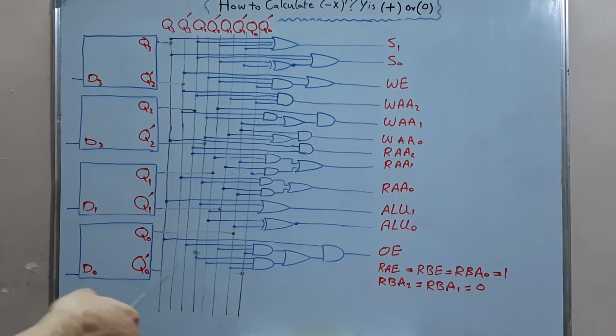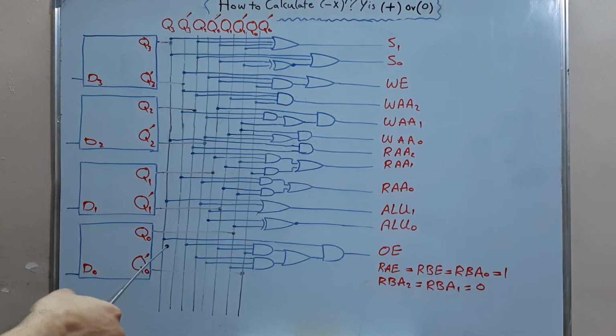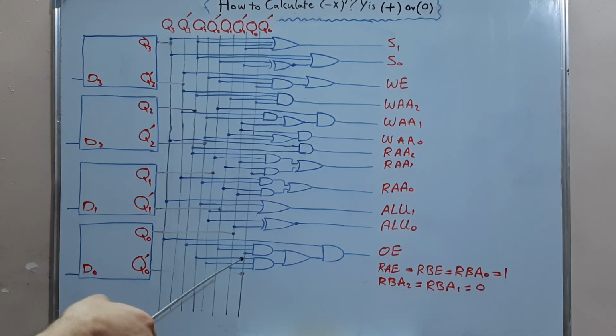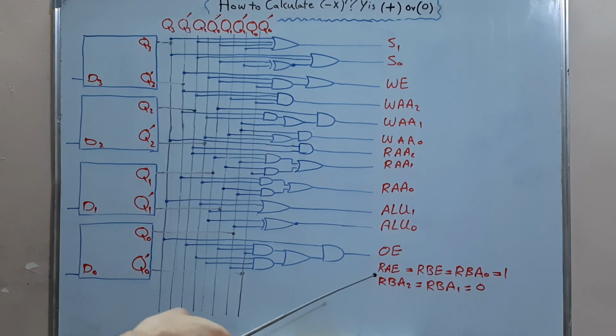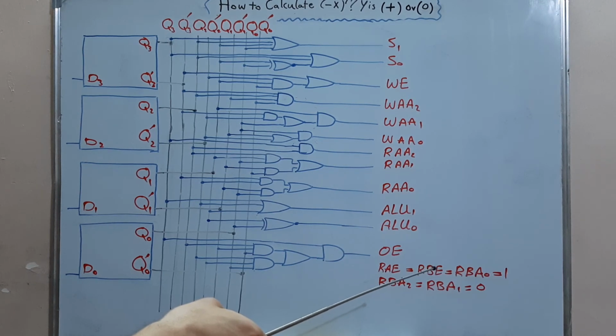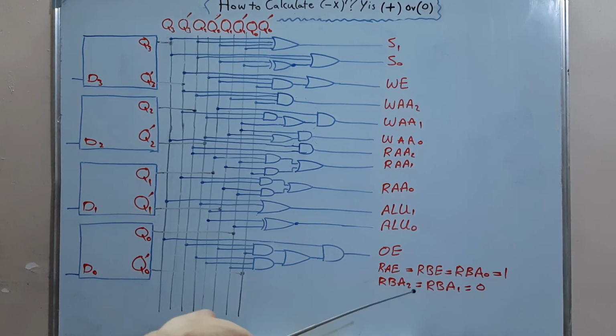Output enable is equal to Q2 and together with the Q1 bar and the Q0 bar or Q2 bar and together with the Q1 and the Q0 and the whole is and together with the Q3. RIE is equal to RBE and that's equal to RBA0 and all are equal to 1. RBA2 is equal to RBA1 and all are equal to 0.